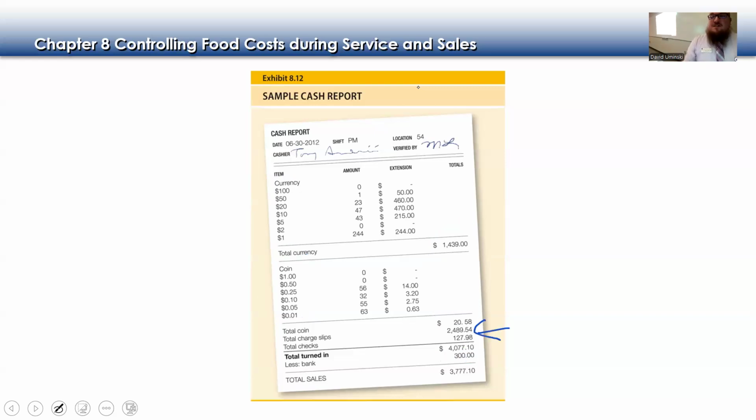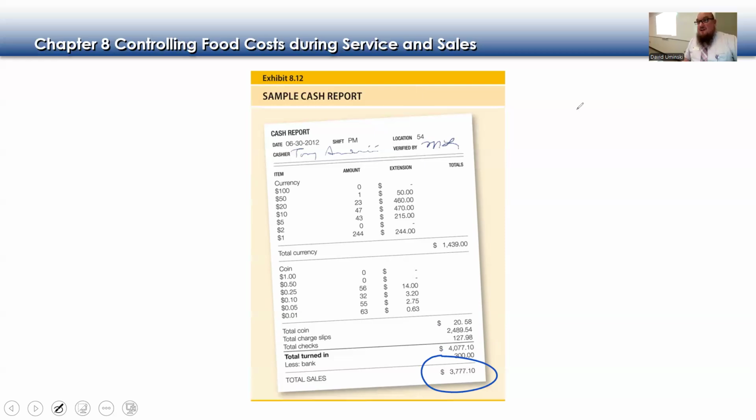All of our charge slips, so it's all of our credit card slips that we've added up, and any checks. That means our total is $4,077.10. That's all the money I have right here in front of me. That includes the credit card slips, my checks, and also all my cash and coins. I have to subtract that bank, because that $300 that I started with is part of that cash and coins. When I subtract that, I get a total sales number of $3,777.10.